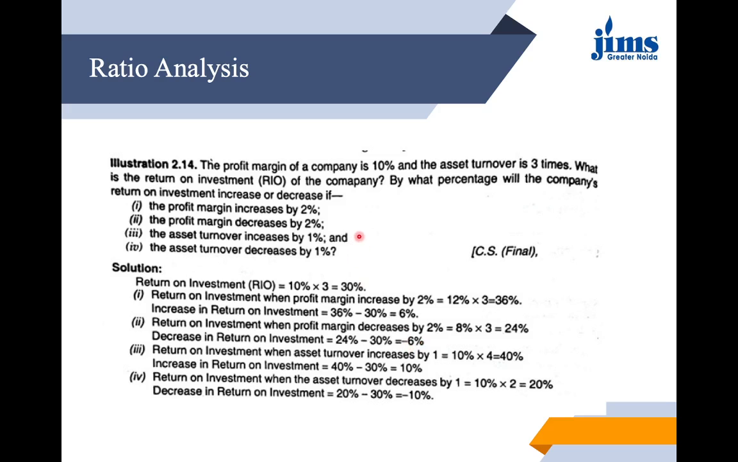Now let us see if we change the assets turnover, how it would affect. At this moment, the original assets turnover is 3 times and the profit margin that we were using is 10%. But now here we need to increase the assets turnover by 1. So it would become 4 in place of 3. So 10 into 4, 40%. You can see that if you increase the assets turnover by 1, it is increasing your return on investment by 10%. Such a huge increase.